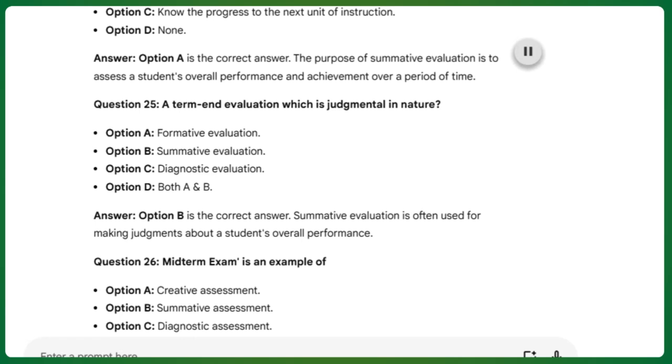Question 25. A term-end evaluation which is judgmental in nature? Option A. Formative evaluation. Option B. Summative evaluation. Option C. Diagnostic evaluation. Option D. Both A and B. Answer. Option B is the correct answer. Summative evaluation is often used for making judgments about a student's overall performance.